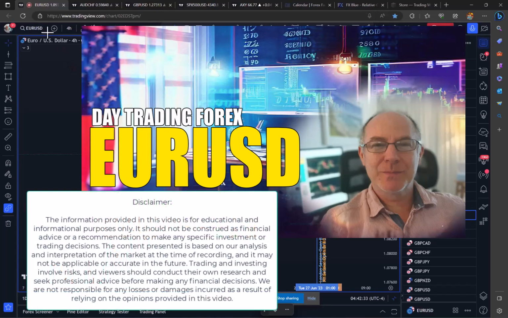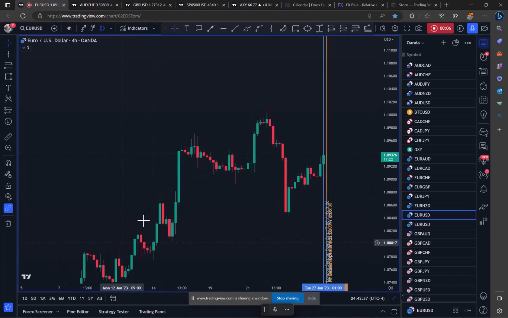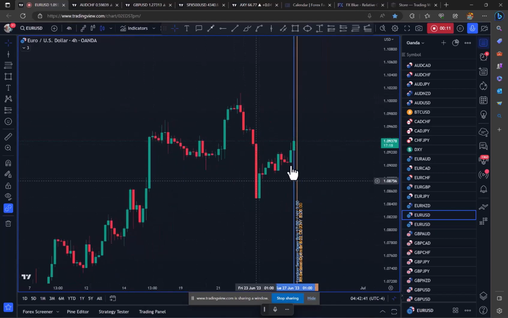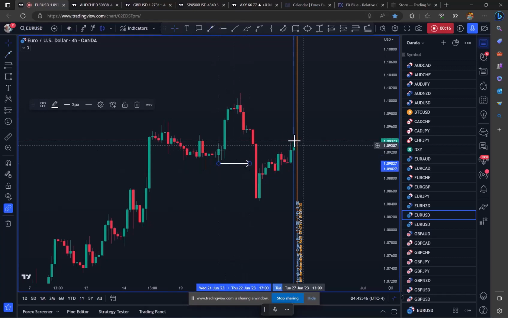Traders, it's Anthony here. I'm looking at the euro dollar 4-hour chart. So we can see this has been fairly bullish. This price action here has got me a little bit concerned. I'm looking for a buy opportunity, but this is a little bit questionable. We've got this break of structure here, and now this pullback up to a lower high. So just be a little bit careful.